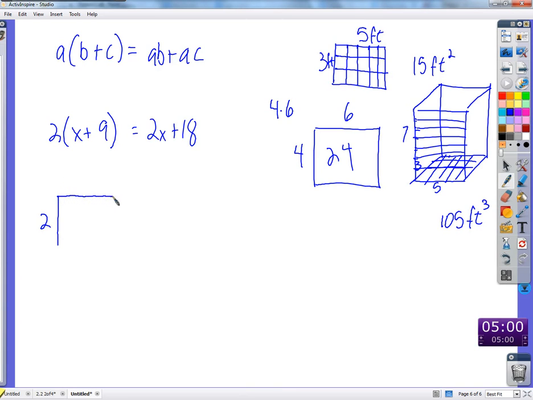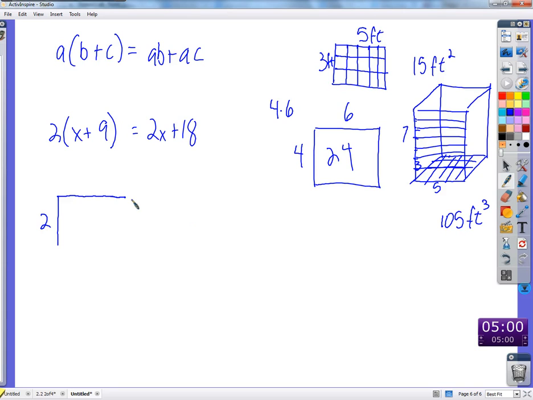Can we stop at 9? Will 9 cut it? Just 9? 9 and x more, right? If x were 3, then how long would this side be? 12. It would be 12 long. If x were 4, it would be 13 long. If it were 11, it would be 20 long, right? It's that x more gets added on to it.